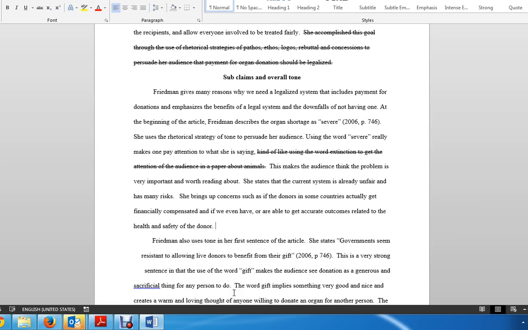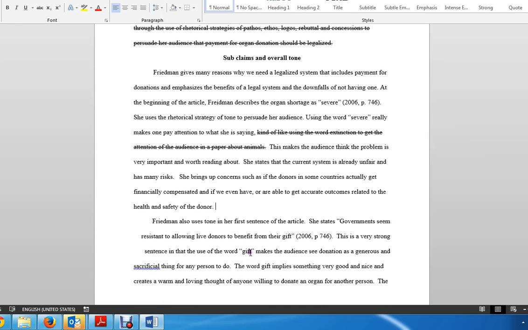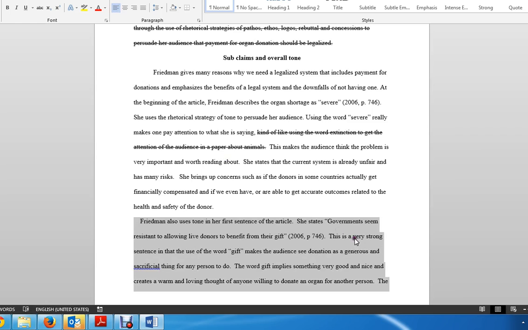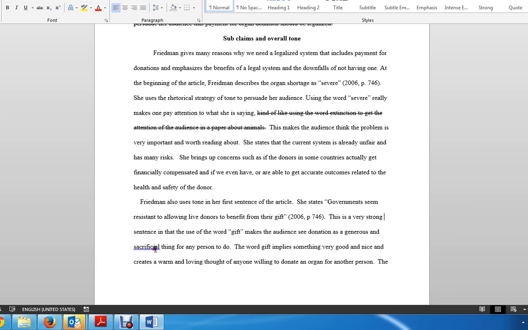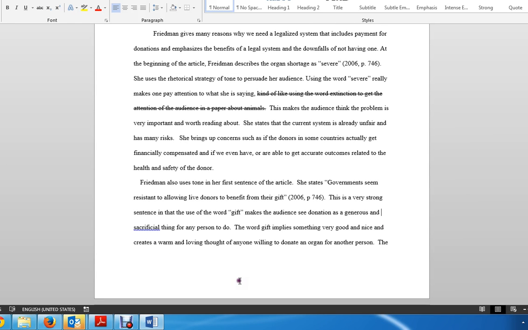It's a very strong sentence. And this isn't really tone. This would be word choice, I would say, instead of tone. And I'm not sure why this is centered instead of aligned to the left. The word gift implies something very good and nice and creates a warm and loving thought.